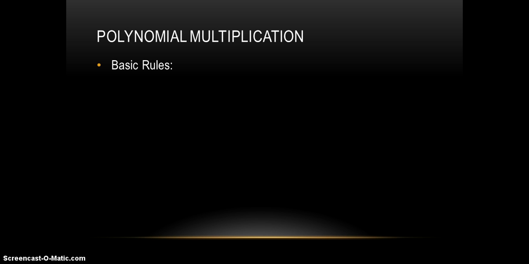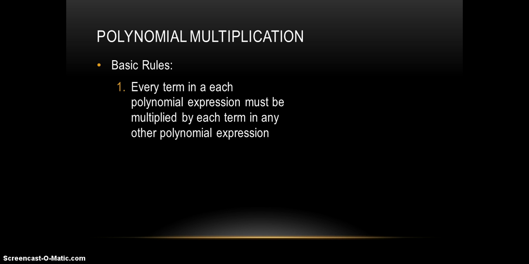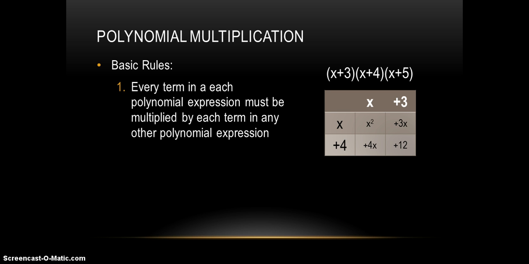Right. First is polynomial multiplication. There's a couple of basic rules. First, every term in each polynomial expression must be multiplied by each term in any other polynomial expression. Here's an example: x plus 3 times x plus 4 times x plus 5. The first thing I'm going to do, I want to multiply x plus 3 times x plus 4 and get a quantity for that.